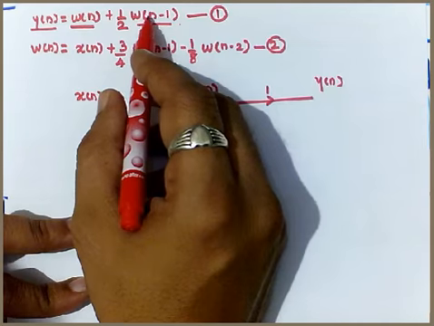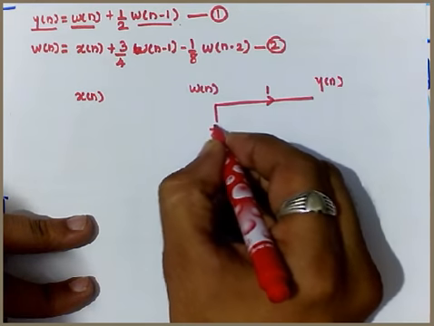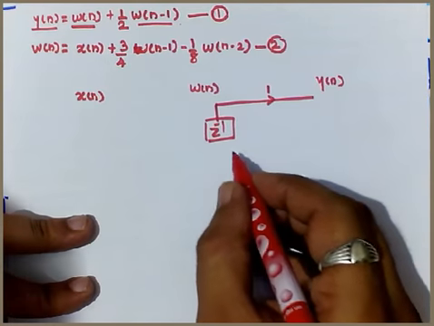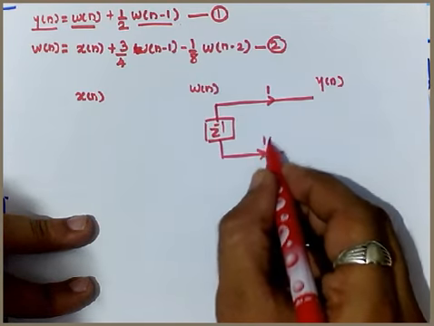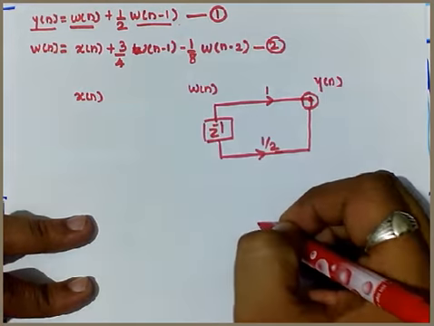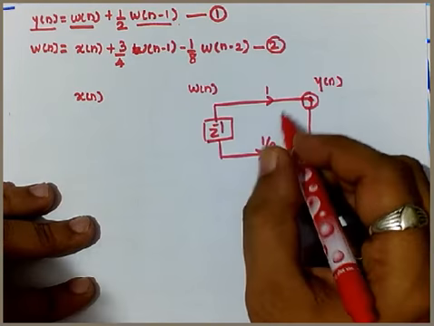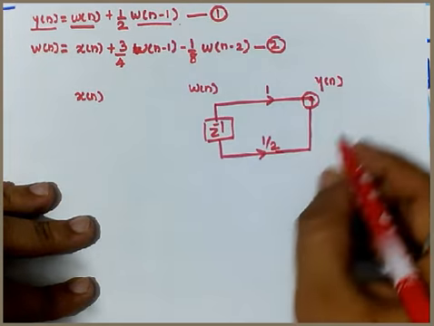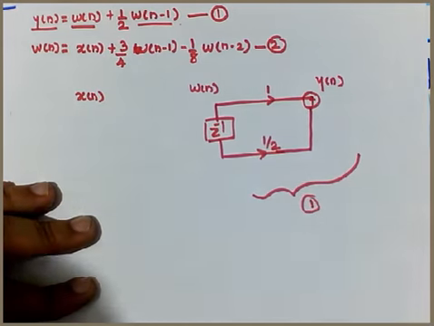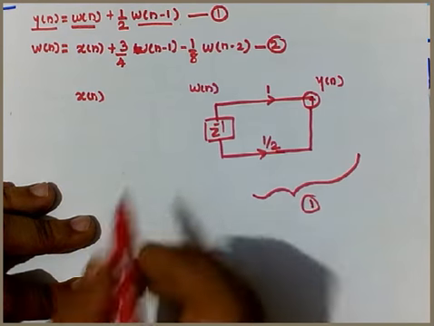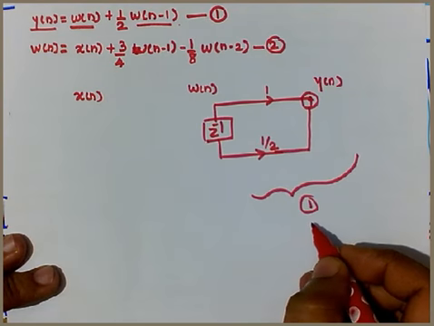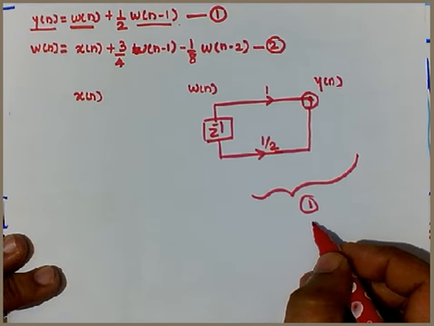Next is 1 by 2 w of n minus 1, it means z inverse will be here, it has to be here only. Next 1 by 2, scale it here and add it to the earlier one. So this is how the equation 1 will be solved at this particular part. So this is the reflection of equation number 1. Similarly, by taking it in consideration, now this is all zero system.